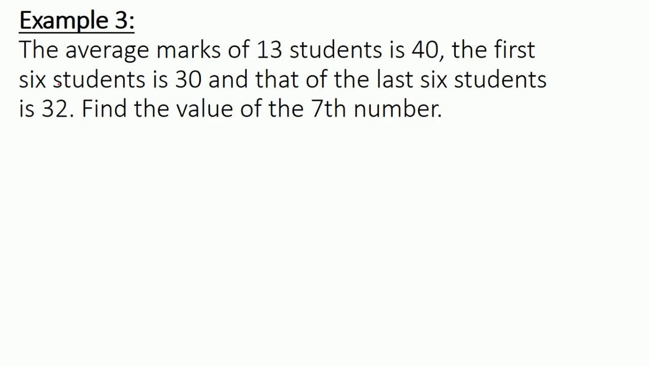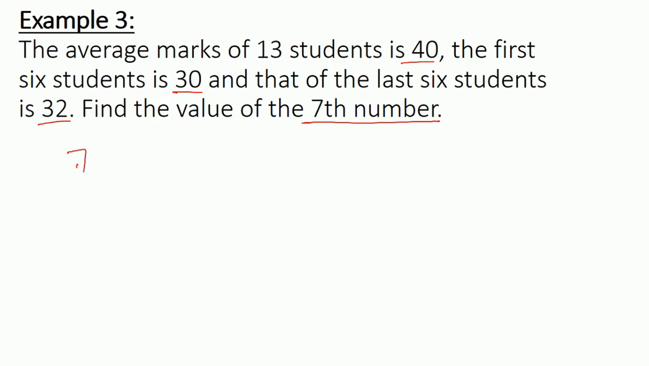Let's look at the last problem. The average marks of 13 students is 40. The average of the first 6 students is 30 and that of the last 6 students is 32. Find out the value of the 7th number. And this is quite similar to the last question that we solved.